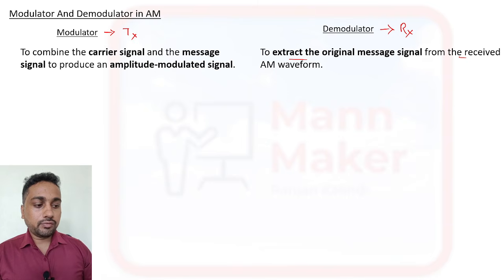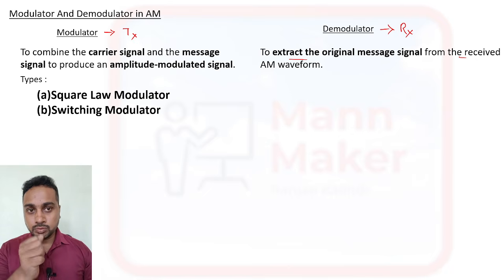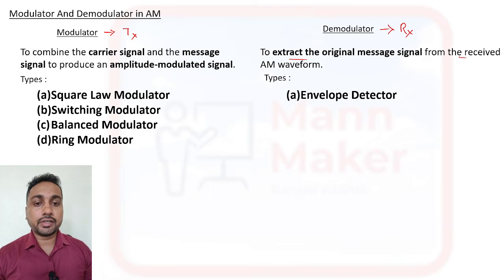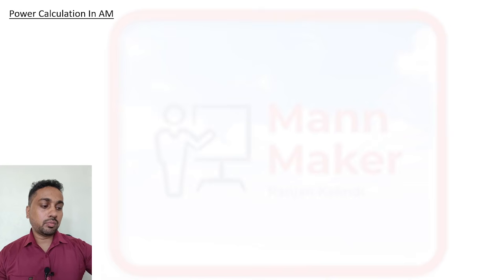All right. So if we talk about types of modulators in AM, amplitude modulation, we have the square law modulator, switching modulator, balanced modulator and ring modulator. These are the types of modulators in AM. And if we talk about demodulators, we have the envelope detector, square law detector and synchronous detector, that is also called coherent detector. These are the types of modulators and demodulators in amplitude modulation.